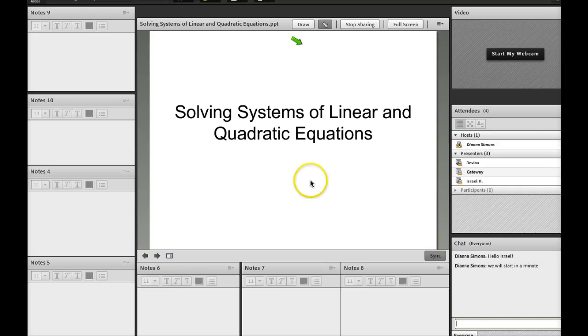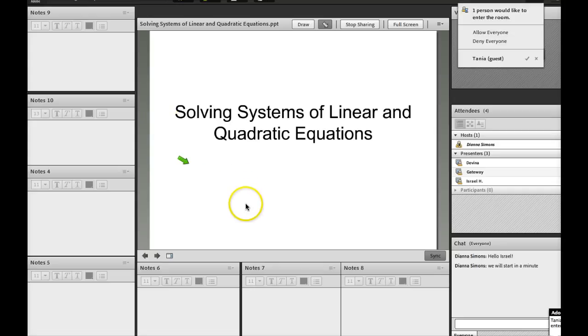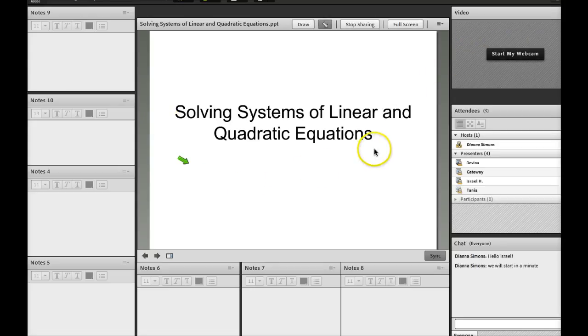so we're going to solve systems of linear and quadratics. So everybody knows what a quadratic is, right? It's like a U-shaped graph. And a linear is a line.